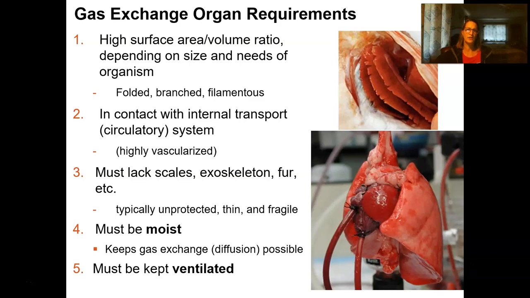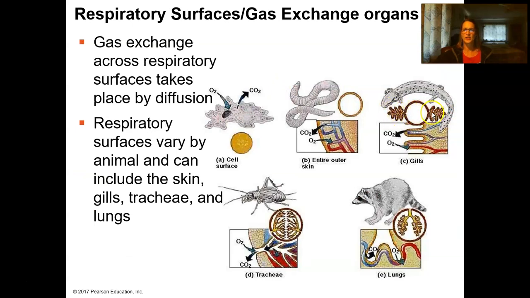So in a lot of cases, you'll see gas exchange organs with a bunch of folds or branches, or they're really filamentous. If we go back to the previous slide, you can see all these branches on the gills, all these different branches of the tracheae, all the ridges in the worm, and all these branches coming off of the bronchioles, which we'll talk about later, in the lungs. All of those are ways to increase the surface area to volume ratio and to facilitate gas exchange.